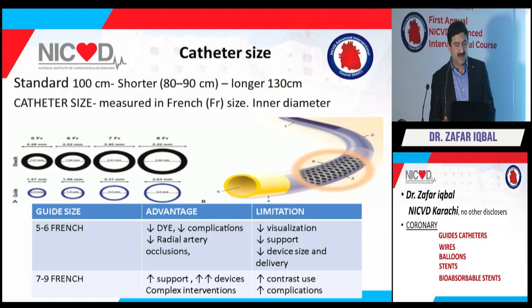For smaller guide catheters like 5 and 6 French, there are obviously advantages and limitations compared with larger ones. If you use small guide catheters, we use less dye, there is decreased risk of complications, and there is less radial artery occlusion, which is a very common problem with radial artery access. Obviously, there is a compromise of visualization, support, and device delivery. You cannot perform complex procedures with smaller guide catheters. Larger guide catheters have the limitation of complications and increased contrast use, but for complex PCI, these catheters are mandatory.